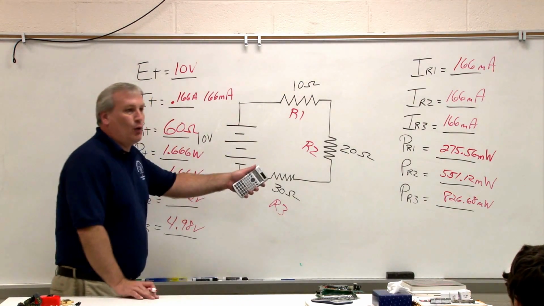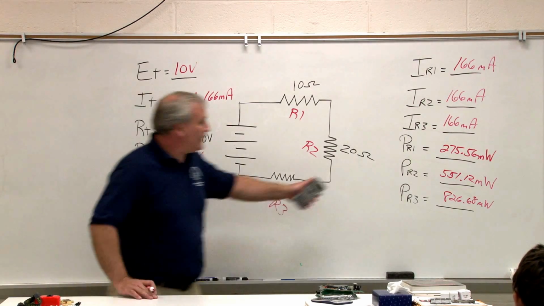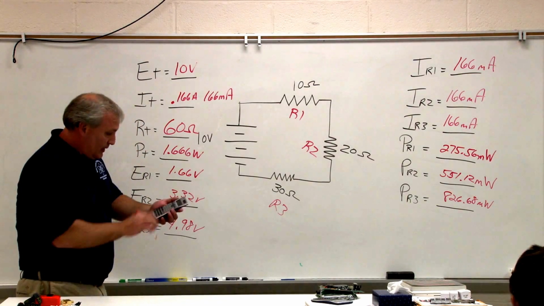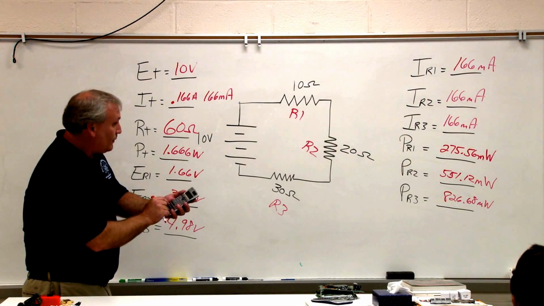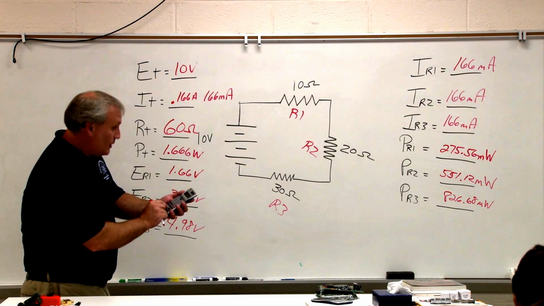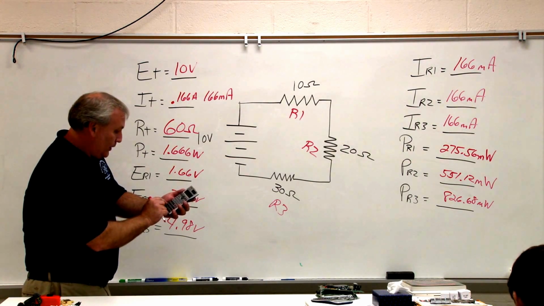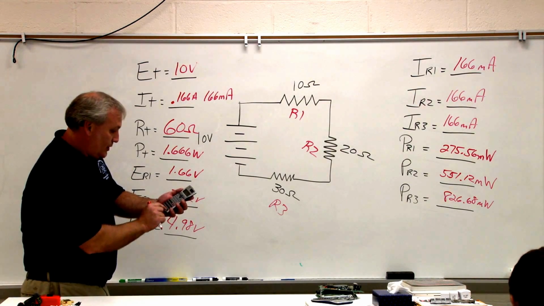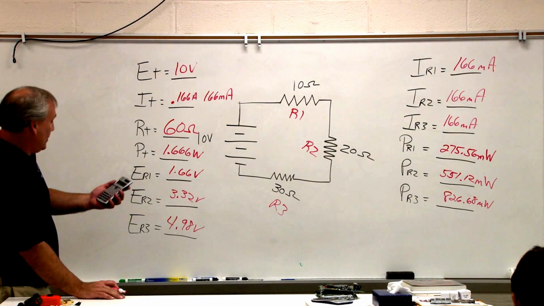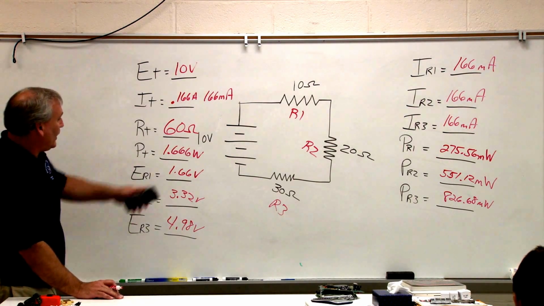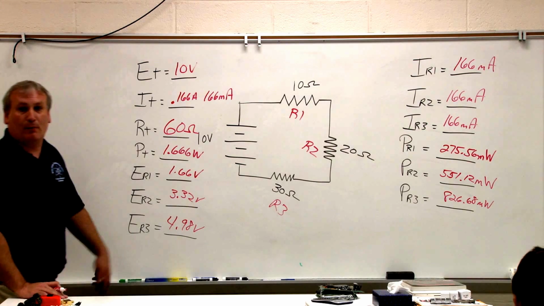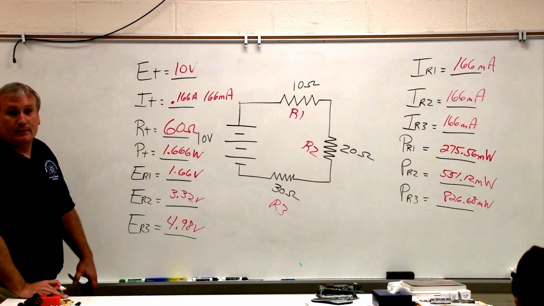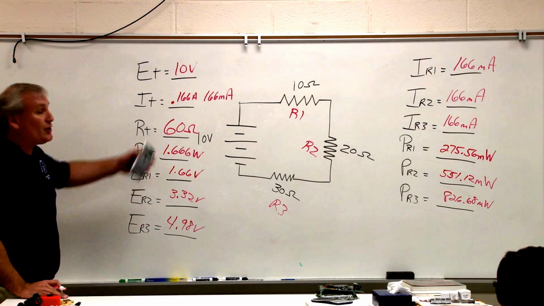Okay. How do we know we're right? How do I know if I did PR1, PR2, and PR3 right? They should add up to P total. 275.56 plus 551.12 plus 826.68 gives me 1.653 watts, and again, I rounded off, so we're pretty close. That says 1.66 watts. I came up with 1.653 and a bunch of numbers. Everybody agree? Okay, so that's our series circuit.